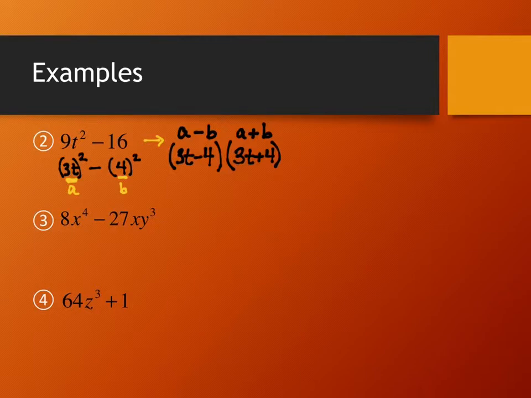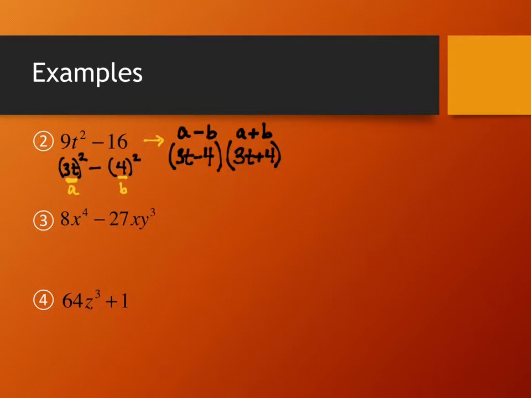You could multiply it out. You could go back through and actually do the multiplication. If I FOIL this out, I should still end up with 9t squared minus 16 when I'm done. Agreed? So it's almost like you have a built-in solution manual when you're doing these problems. Okay? So that's kind of cool.